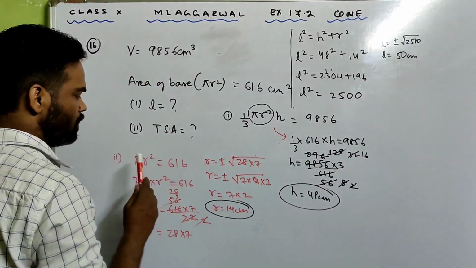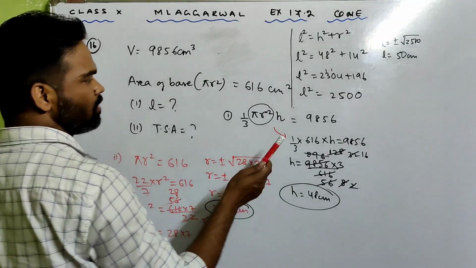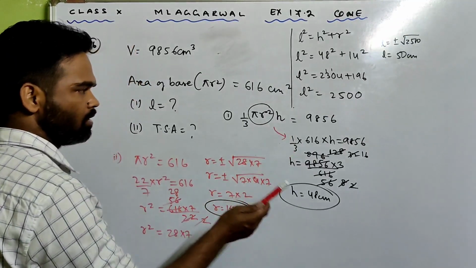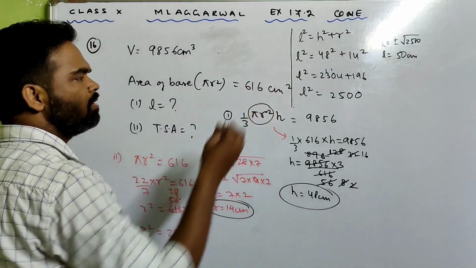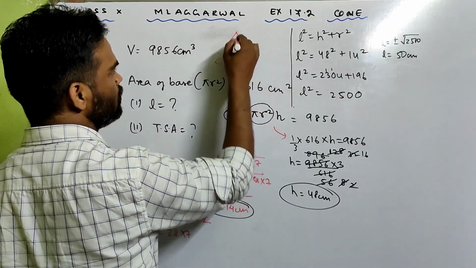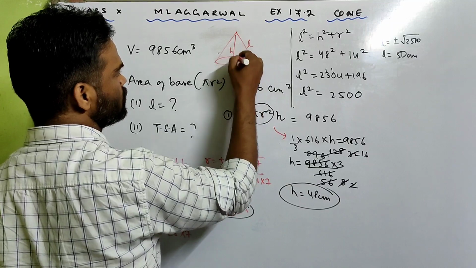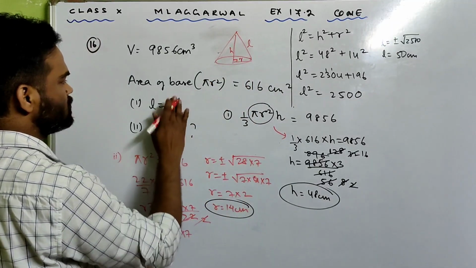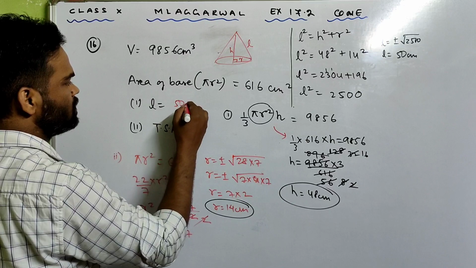Done. Very easy. Pi r square, we got R, then 1/3 pi r square H, we got H over there. Then Pythagoras theorem, we got the slant height. This is the slant height, this is your H, this is your R. So this is done. 50 centimeter.